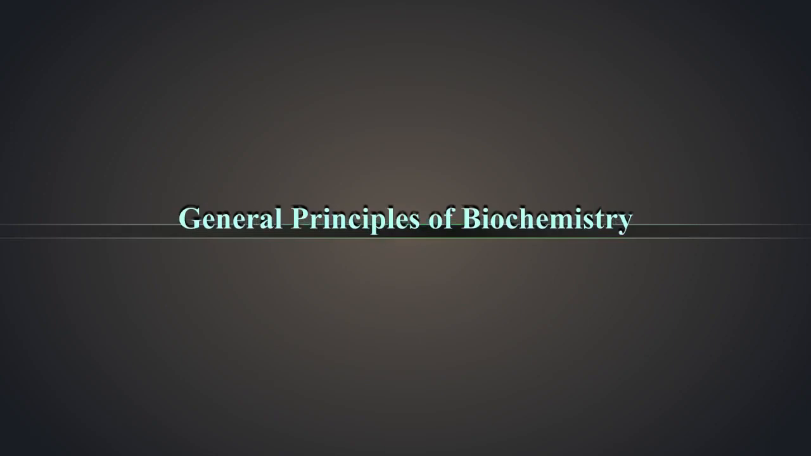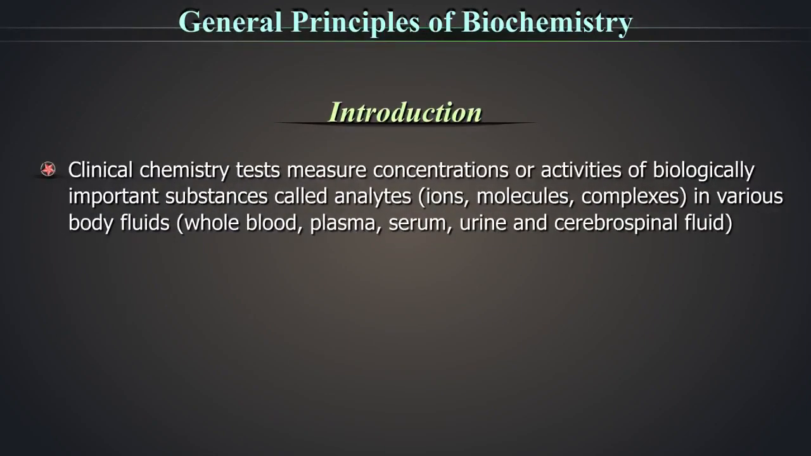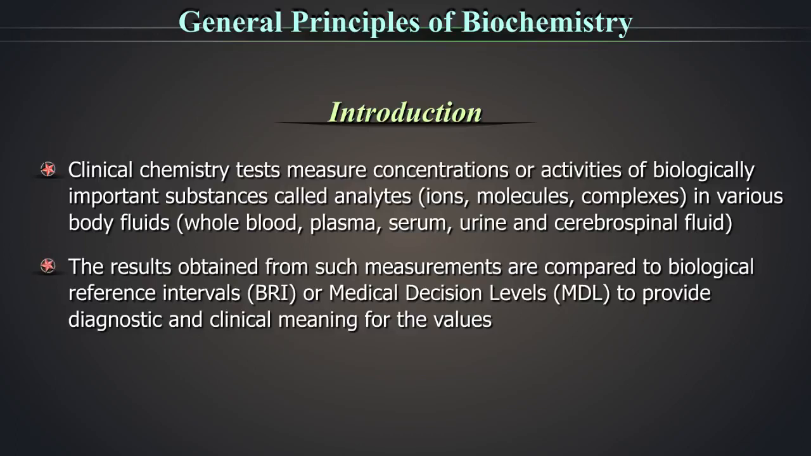General principles of biochemistry. Clinical chemistry tests measure concentrations or activities of biologically important substances called analytes in various body fluids, that is whole blood, plasma, serum, urine and cerebrospinal fluid. The results obtained from such measurements are compared to biological reference intervals or BRI or medical decision levels to provide diagnostic and clinical meanings for the values.